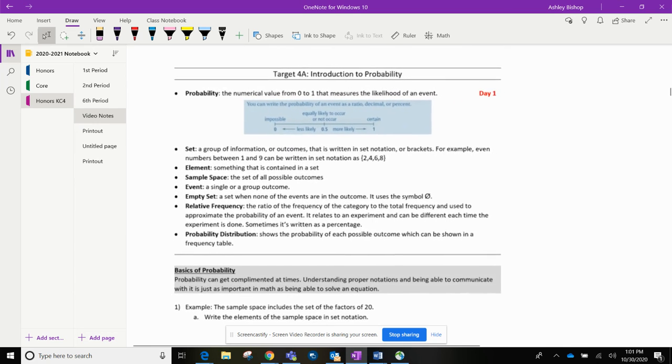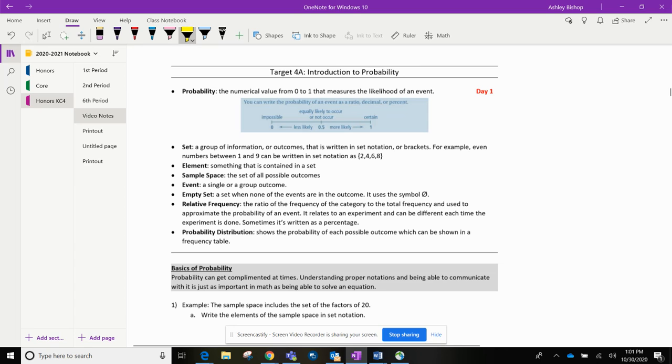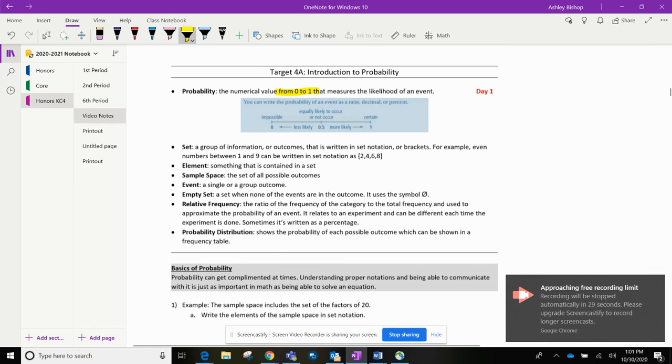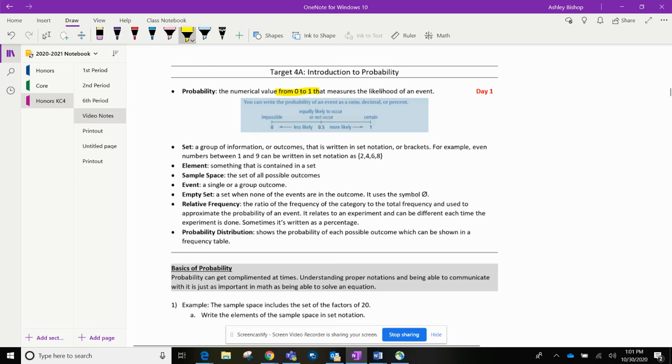And so just a little bit more about probability. Probability is the value from 0 to 1 that measures how likely an event is to happen. Like I said, probability will be given in the forms of ratios, decimals, and percents. The closer my number is to 1, the more likely it is to happen. If I have a 0.9 probability, or 9 out of 10, of winning the lottery, I have a really high chance of winning. And the closer my number is to 0, the less likely it is. If I have a 1 in a million chance of winning the lottery, I'm probably not going to win.